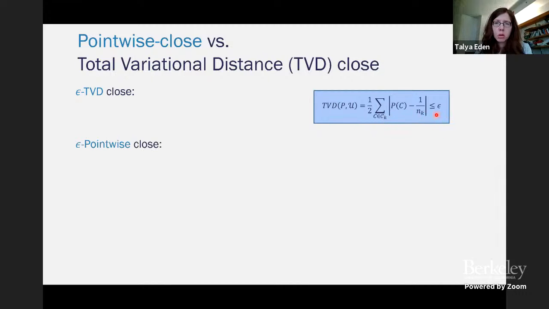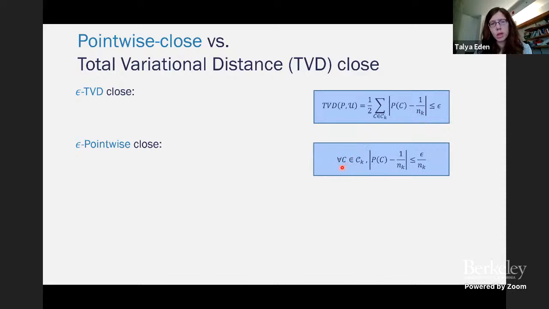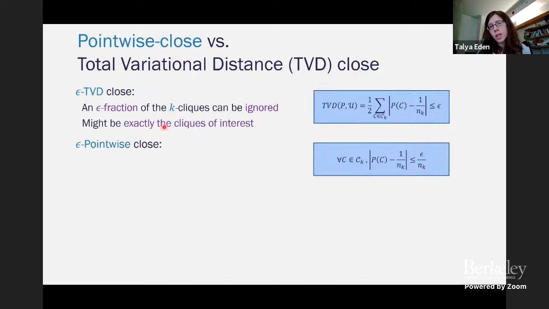While in epsilon pointwise close, we want that every k-clique, every C in the domain, should have probability such that the difference between the mass that P gives it and 1 over n^k is at most epsilon over n^k. So the relative distance is at most epsilon. What it means is that when we look at epsilon TVD close, an epsilon fraction of the k-cliques might be ignored, which might be exactly the k-cliques of interest. While in epsilon pointwise close, every clique should have almost the same probability of being returned.